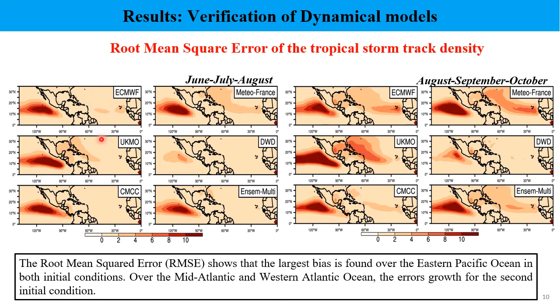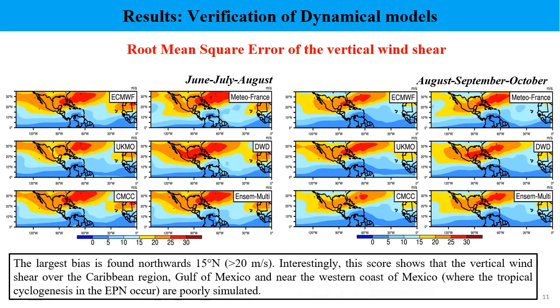For the Atlantic it is different. You can see that the values of the root mean square error are very low for the first initial condition. For the second, you can see also this region of high values of the root mean square error, and that the root mean square error increases in the North Atlantic, as we can see with the second initial condition of the track density, where the models again are overestimating the activity in this region of the North Atlantic.